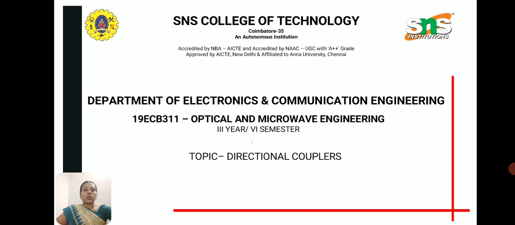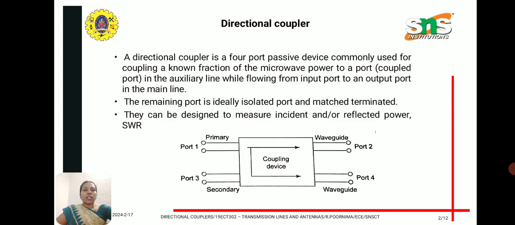Today we are going to discuss directional couplers. A directional coupler is a microwave passive device. It has 4 ports. It is used for coupling a fraction of power, particularly for power measurement, standing wave ratio measurement, and impedance measurements. So it has to couple a known fraction of power into the auxiliary line, because we cannot disturb the transmission in the main transmission line. So we take a fraction of power in the auxiliary line and do the power measurement, SWR measurements like that.